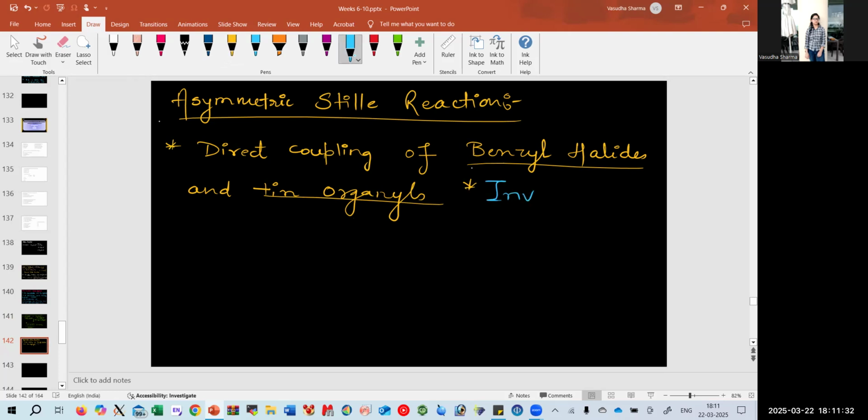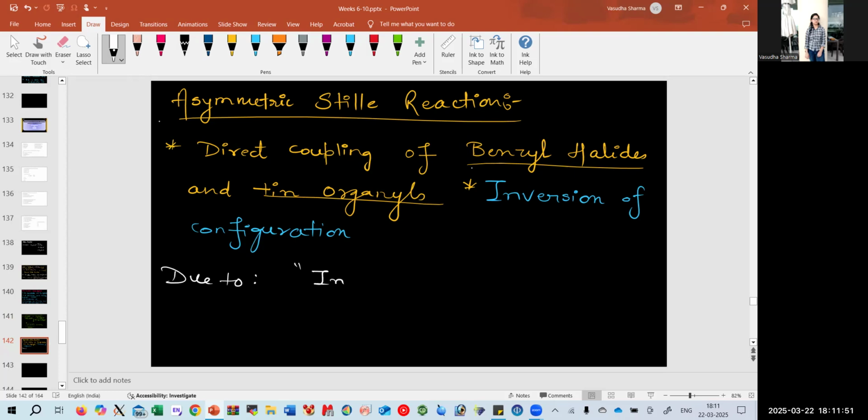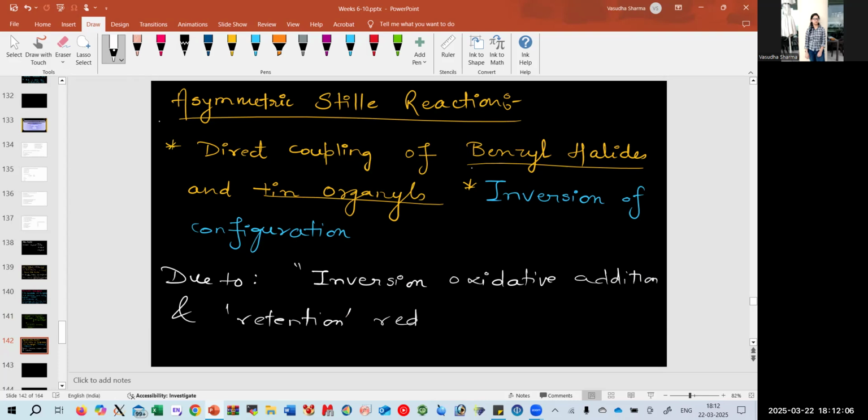Inversion of the configuration has been observed. This is due to inversion in oxidative addition and retention in reductive elimination.